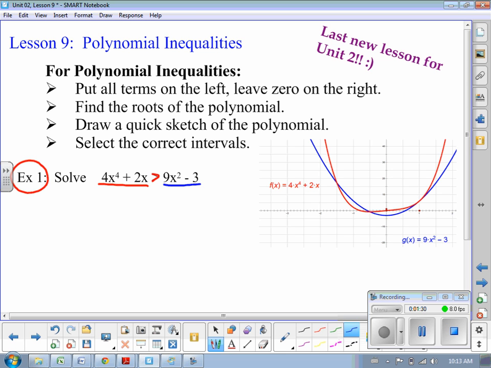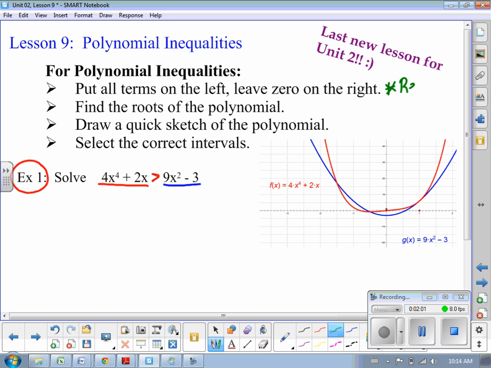So we're going to start going through this list at the top of what we're going to do. The first thing is to put all the terms on the left and leave 0 on the right. In order to do that, we just follow our general order of operations. As though it was an equal sign, we can move everything around, but we remember that we're going to reverse the inequality if we multiply or divide by a negative. And since it's been a while, we're going to make a little note of that.